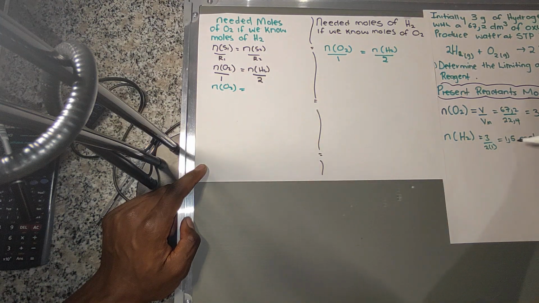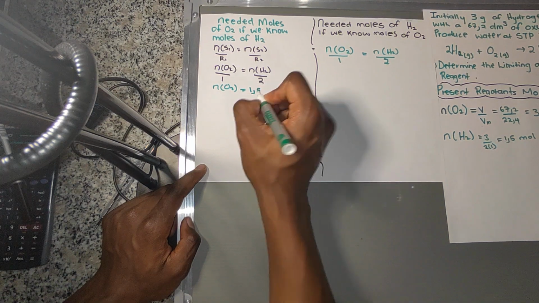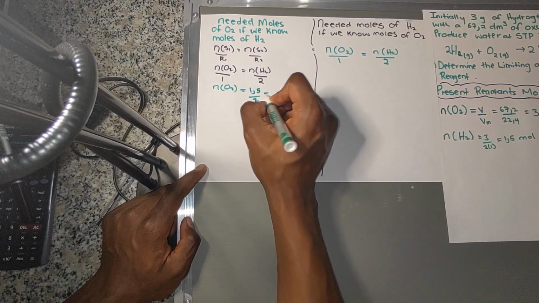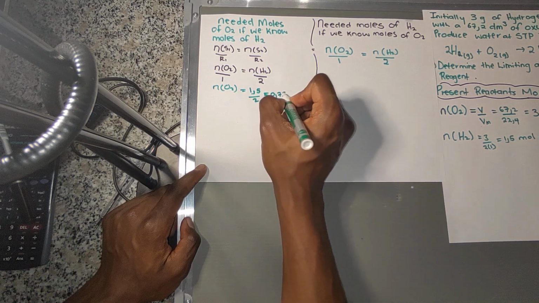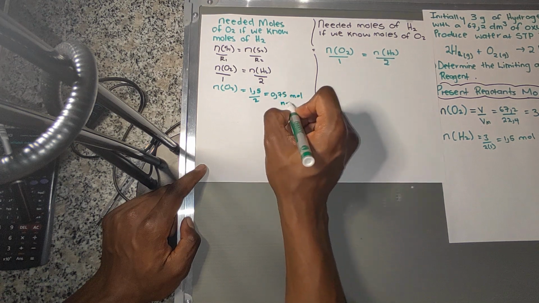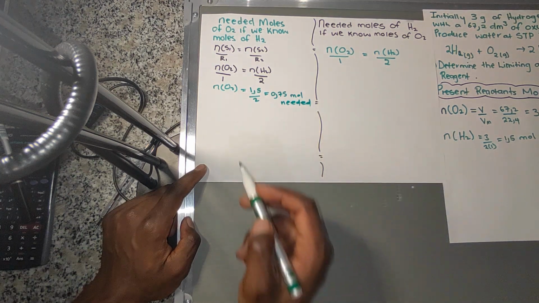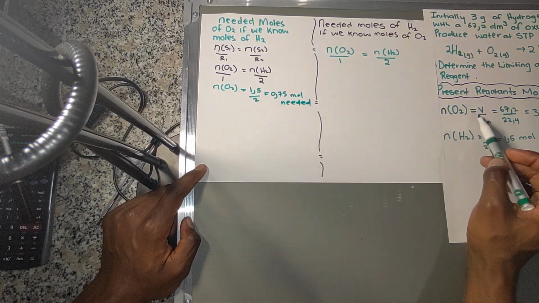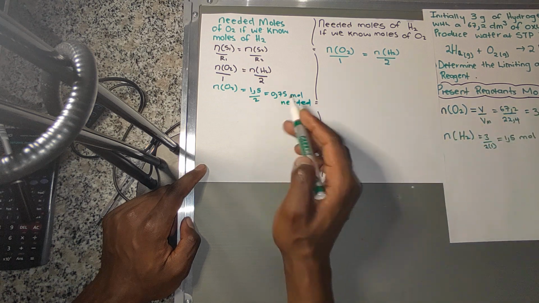So from the calculation above, we said hydrogen is 1.5. So I'm going to say 1.5 divided by 2. So we can see that this number of moles is 0.75 mole. And these are the needed. So now we have the number of moles present for oxygen. We have the number of moles we need for oxygen.